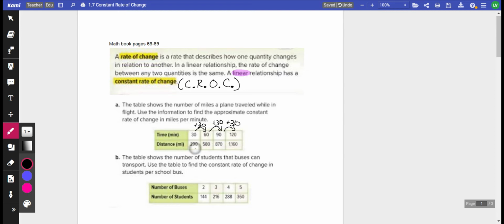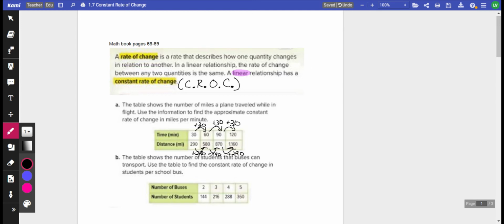The distance for the miles goes from 290 to 580, 580 to 870, and 870 to 1,160. So the difference of 580 and 290 is going to be adding 290. To get from 580 to 870, you're adding 290. To get from 870 to 1,160, you're adding 290. So this is showing that there is a rate of change because they're all going up by the same amount.